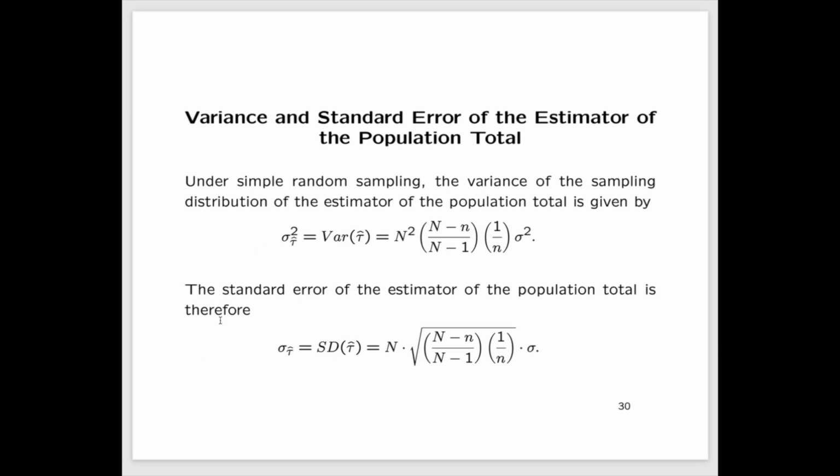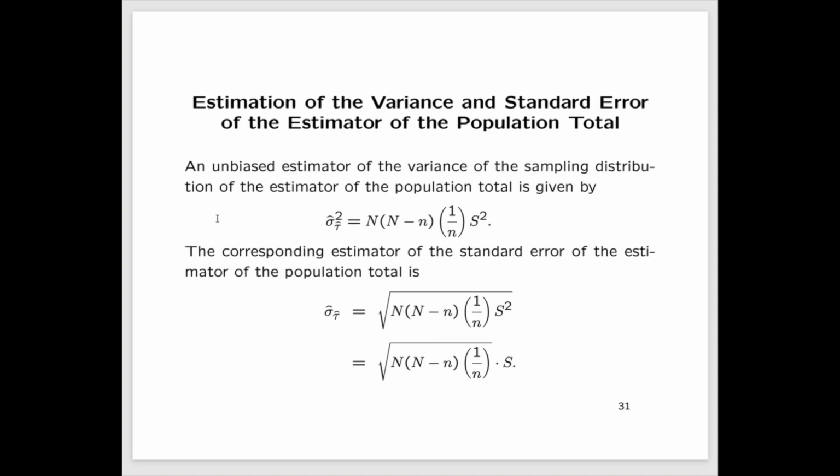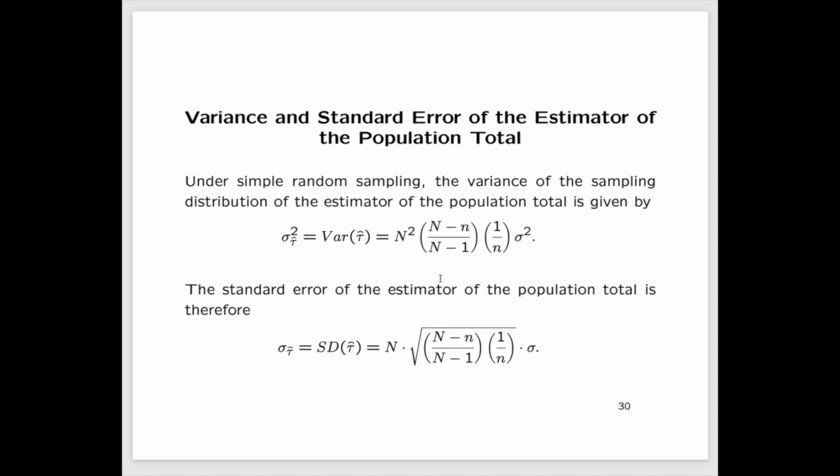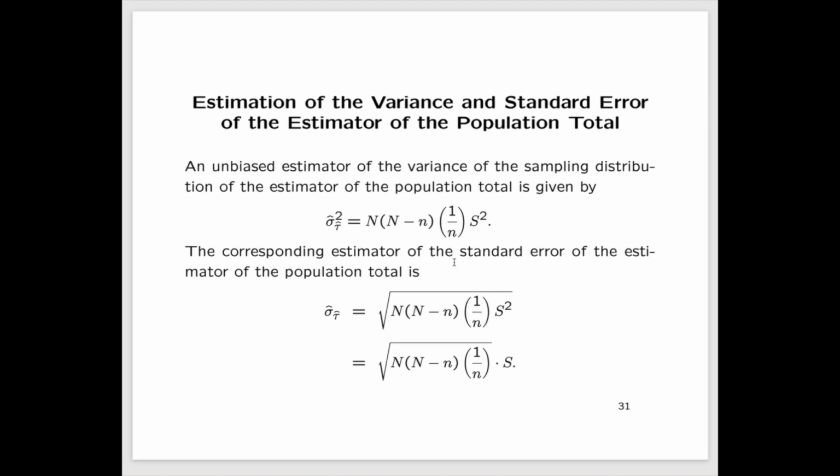Now, the problem is that we can't calculate either of these because they depend on the unknown value of sigma squared or sigma, depending upon which one of these you're looking at. And so we have to estimate the variance and the standard error by first estimating the population variance. Now, an unbiased estimator of the variance of the sampling distribution of the estimator of the population total, in other words, an unbiased estimator of the variance of tau hat, is given by plugging in the estimator for sigma squared and then simplifying. And so when we go through that simplification process, we can express this estimator of the variance of tau hat in terms of the sample variance s squared. All right, and so we see that this is equal to cap N times cap N minus little n times 1 over little n times the sample variance.